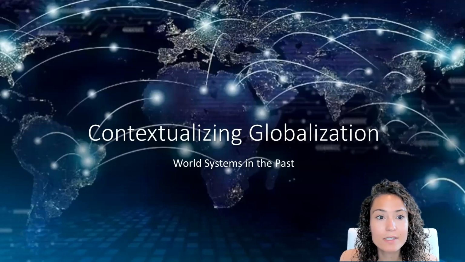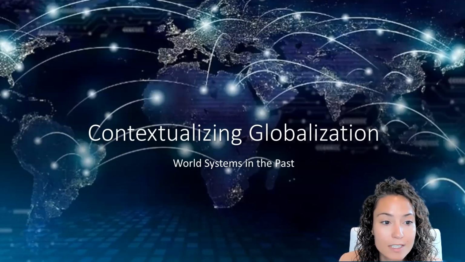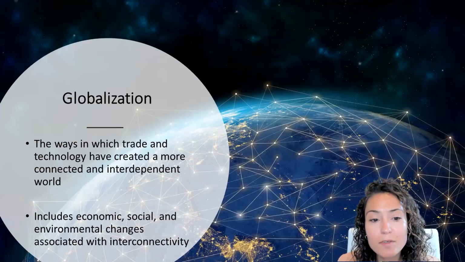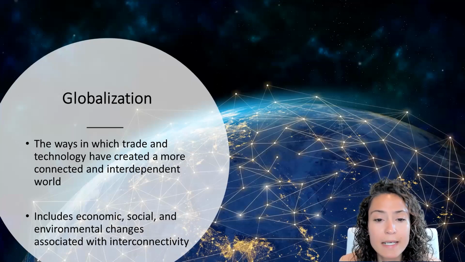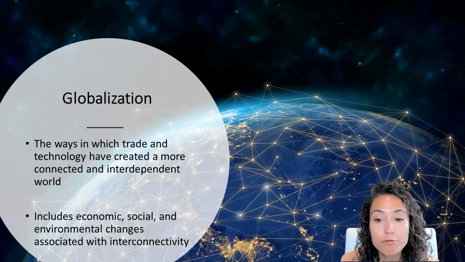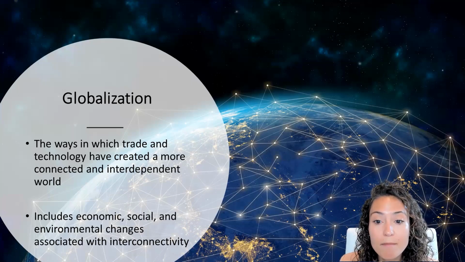Today we are going to continue our conversation about globalization by contextualizing ideas about connectivity and world systems in the past. So to get us started here, the term globalization has become pretty commonplace in the last 30 years among academics who use the idea to describe how trade and technology have made the world into a more connected and interdependent place. Globalization also captures in its scope the economic, social, and environmental changes that have come about as a result of this increased interconnectedness.